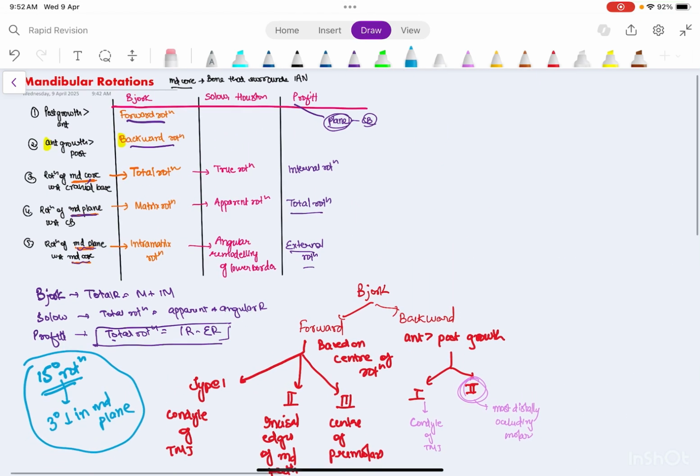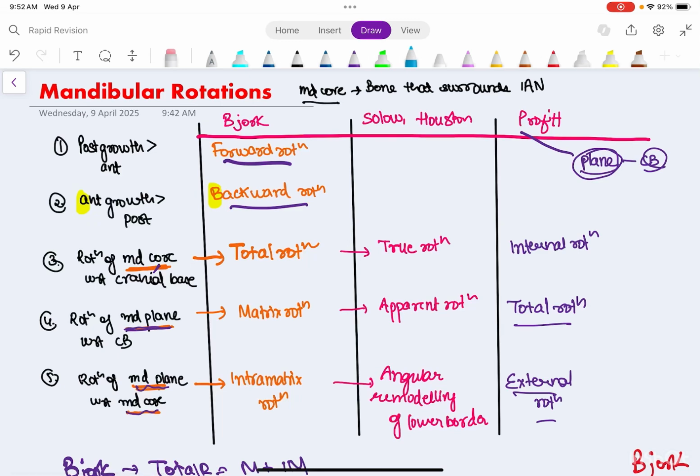So we'll just go through it once again so that we know we've not forgotten things. See, first of all, posterior growth more than anterior is forward growth. Then I told you that forward growth has further 3 types, remember? So 3 types we knew Cipla: center of condyle, incisal edges of the mandibular incisor and the center of the premolars. Then let's talk about the backward growth.